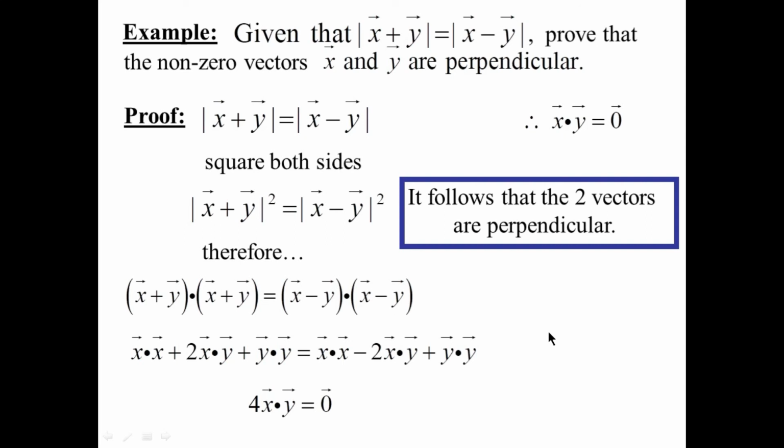Dot product of two vectors. You get a scalar. And that scalar is length times length times cos. Enjoy.